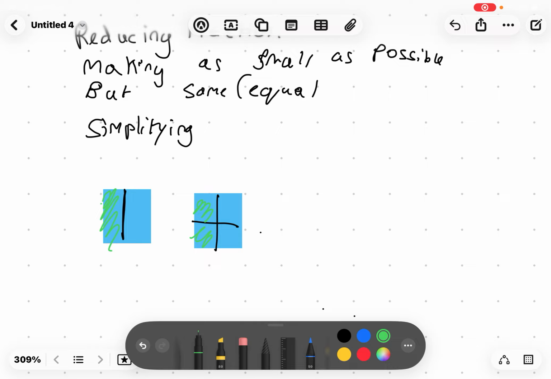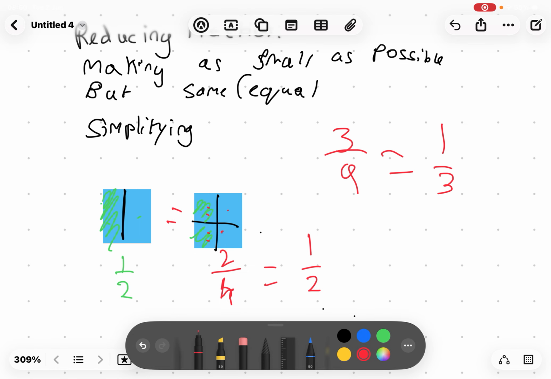From last time, we understand that the fraction here is 1 over 2, because there are two sections and only one section is shaded. And over here, there are 4 sections, 1, 2, 3, 4, and 2 are shaded, so 2 over 4, and we can simplify that to 1 over 2. So these two are equal. Let's say you have 3 over 9. You can do 1 over 3. The numbers are smaller, but they are equal.